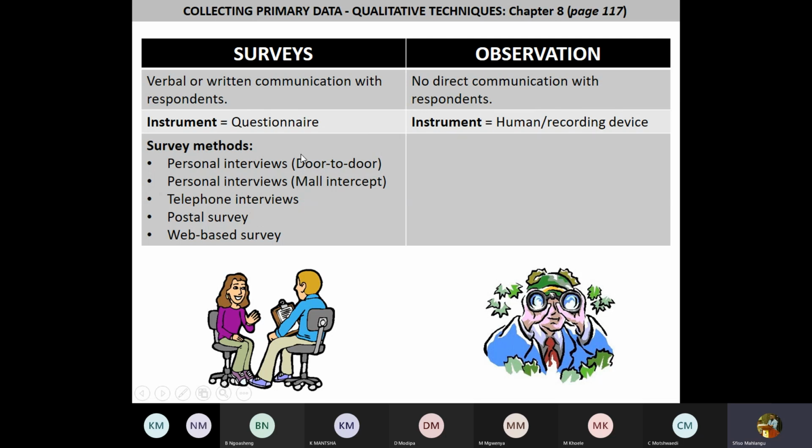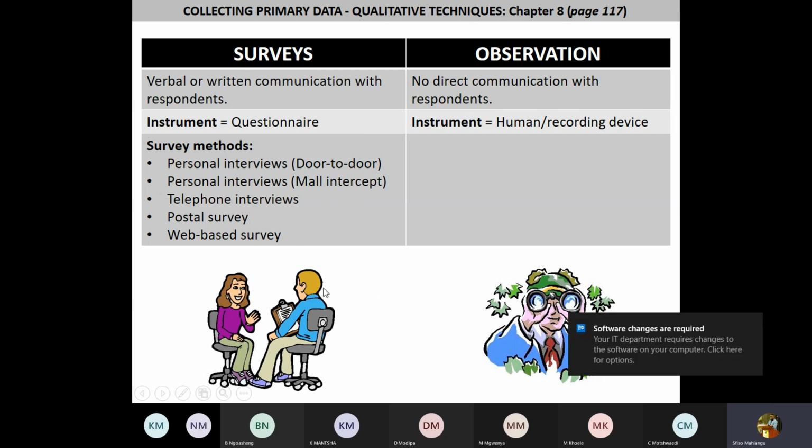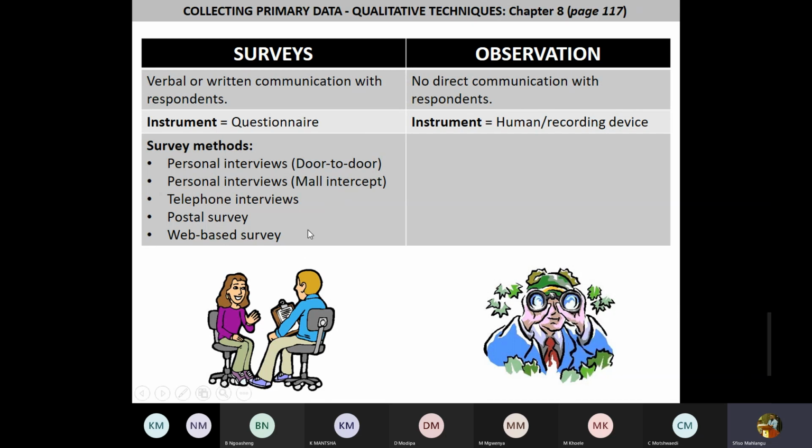So what the respondent says to us, we need to capture that on the system. But with web-based, remember, the respondent captures the data themselves. It's like an online application. This is the internet basically. So think thoroughly about this.